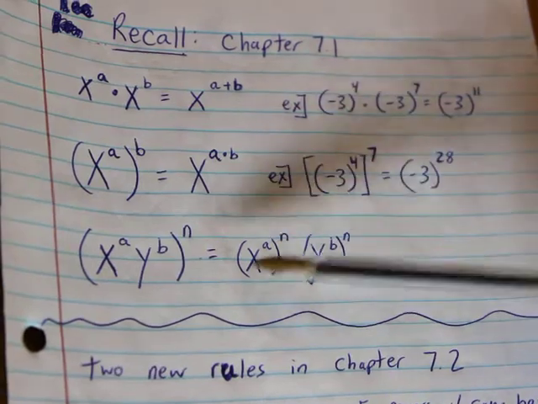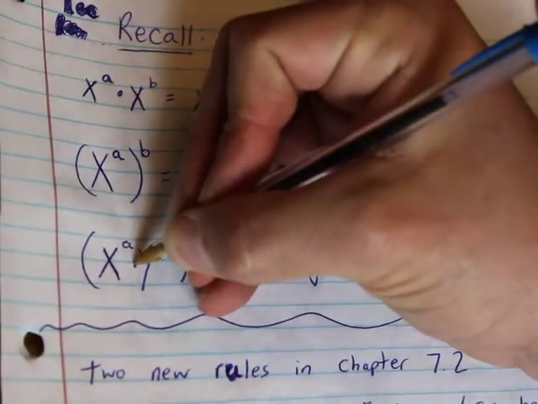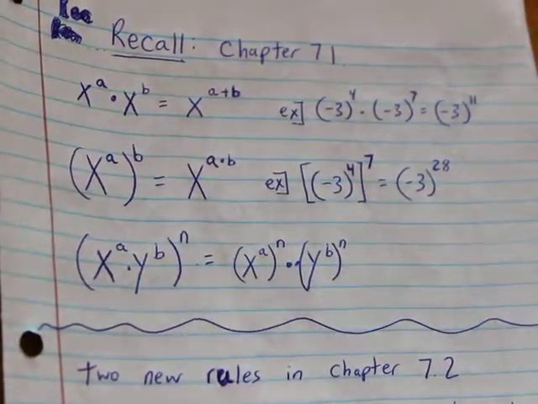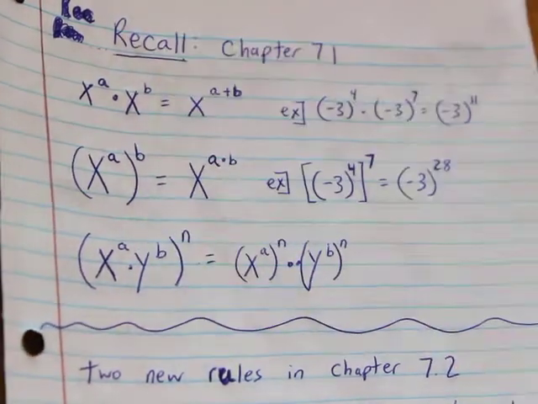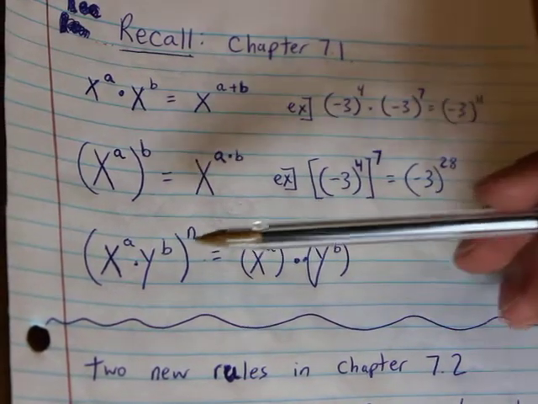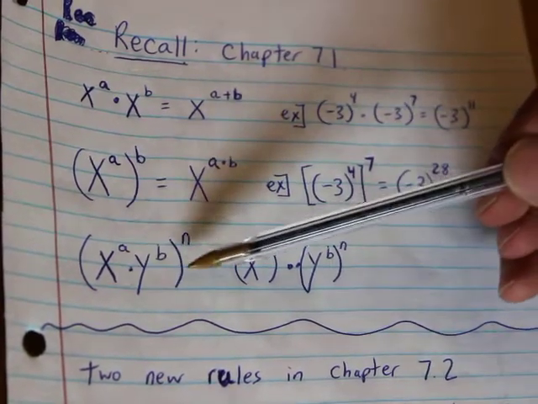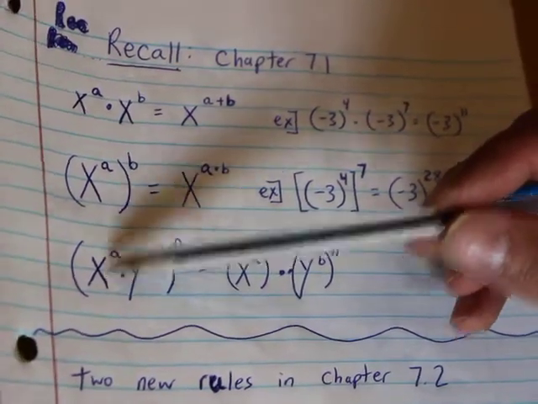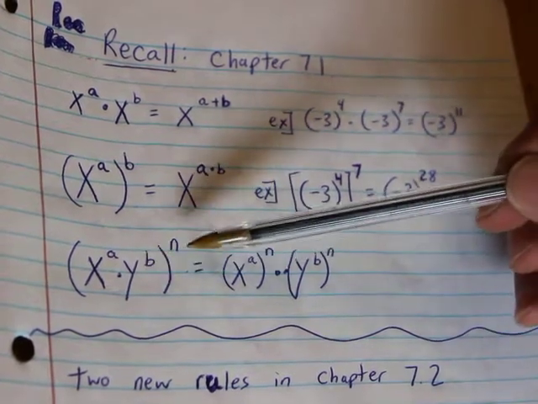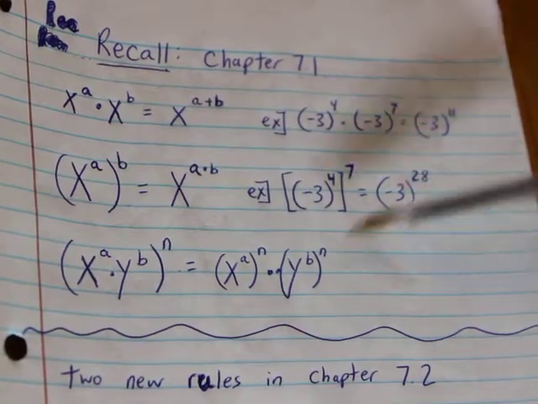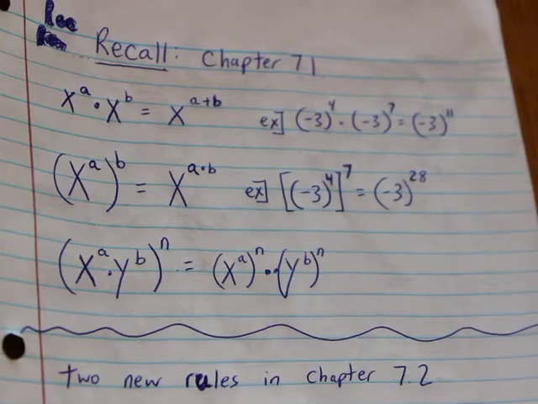And the last rule is if you have a product, 2 things being multiplied together, and they don't put the dot there in the problem, they just put them next to each other. Whenever they're next to each other, that means multiply. I put the dot there just to remind you to separate them because you're going to be doing this raised to that power and this raised to that power. Okay, and then you would apply the previous rule.